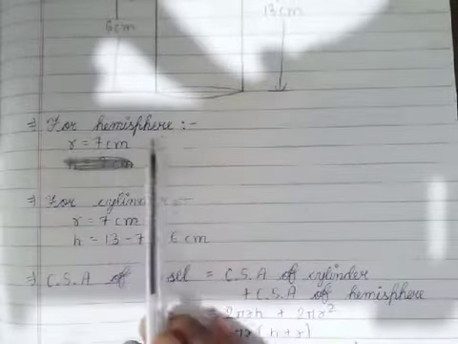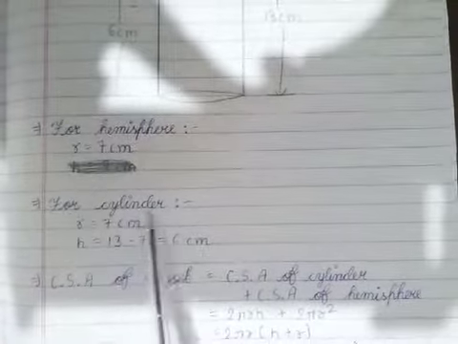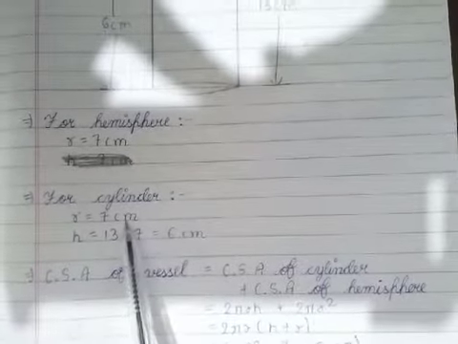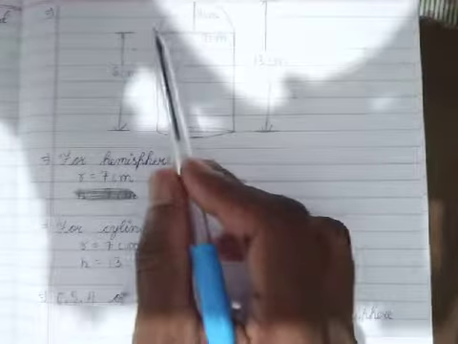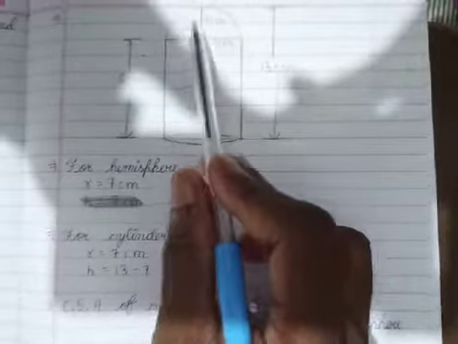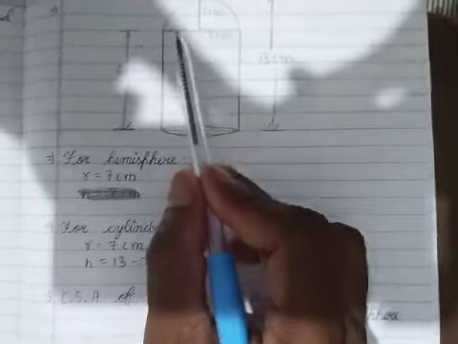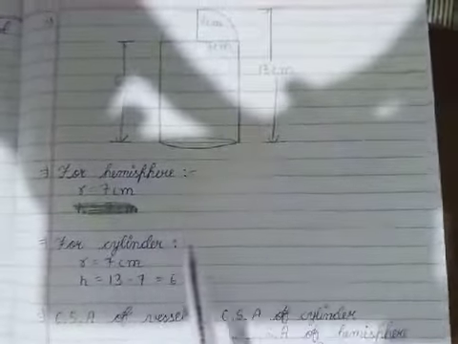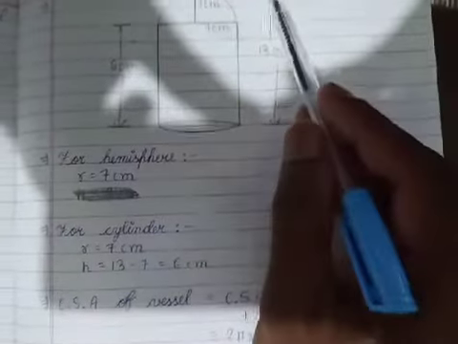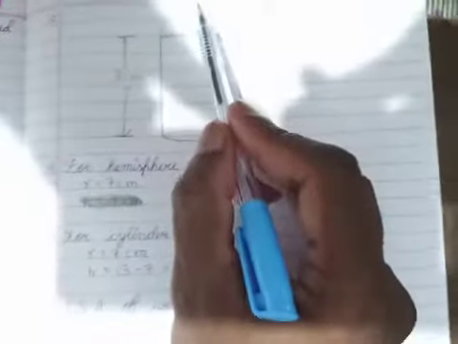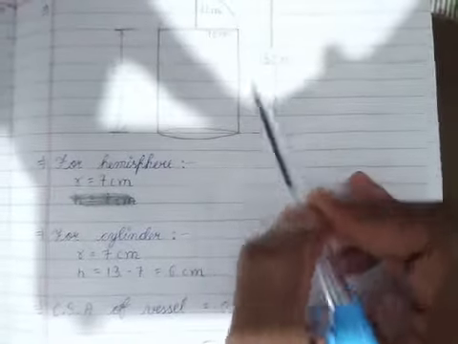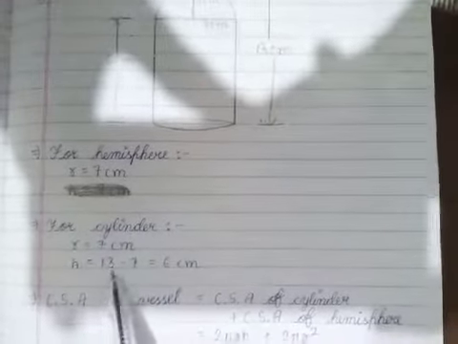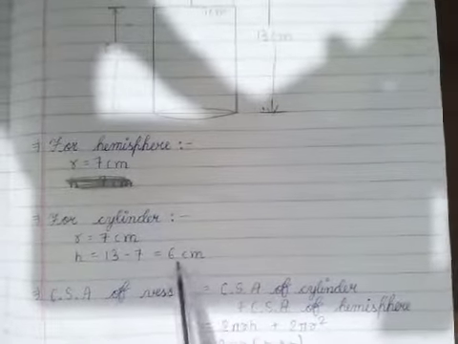Okay. So for hemisphere, radius is 7 centimeter. For cylinder, radius is same 7 centimeter. It may not be given, but you have to understand that it is mounted on a cylinder, means diameter of both hemisphere as well as the cylinder are same. Vessel height is 13 centimeter. This is 7 centimeter. So 13 minus 7 will be the height of the cylinder, which is 6 centimeter.